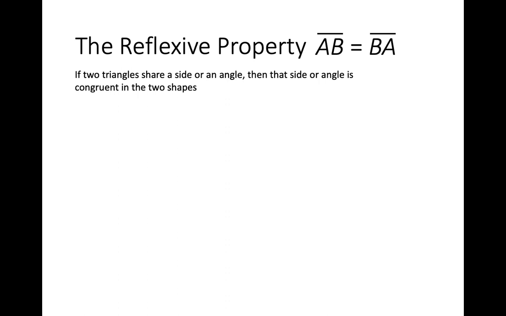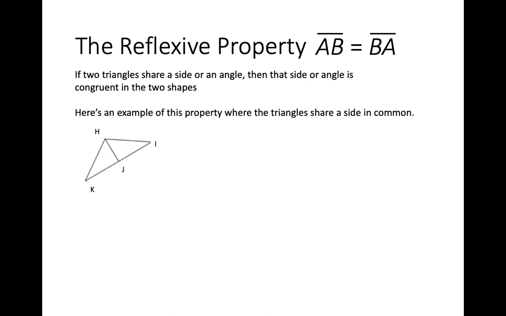Line segment AB equals line segment BA. If 2 triangles share a side or an angle, then that side or angle is congruent in the 2 shapes. For example, here's an example of this property where the triangles share a side in common. You see a shape here, and you should be able to tell that this is 2 triangles put together. If we separate them into HKJ and IJK, you can see that these triangles share HJ in common, and therefore the side HJ is obviously the same length, so those sides are congruent.